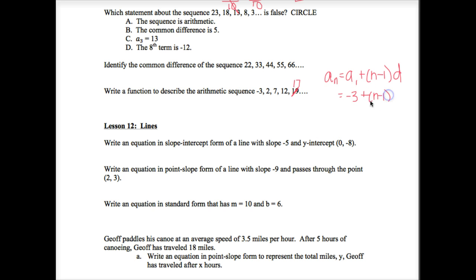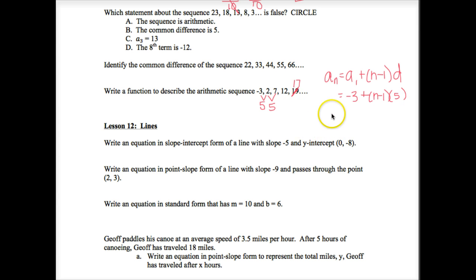Then n is my variable, so this stays n minus 1. d is my common difference, so I look: 2 minus -3 is 5, and 7 minus 2 is 5. So I've confirmed, and again, you could keep going, which is how I ended up noticing the typo eventually, but we see that our common difference is 5.